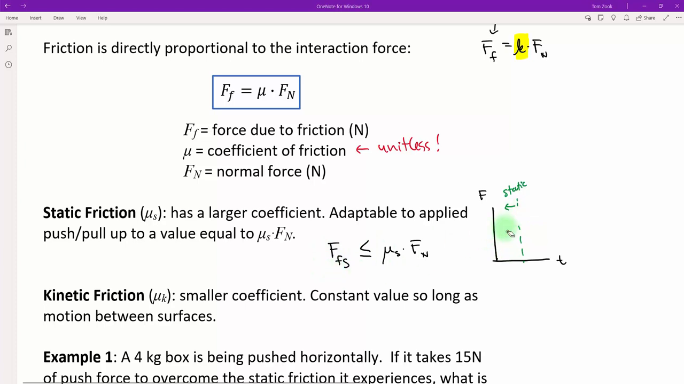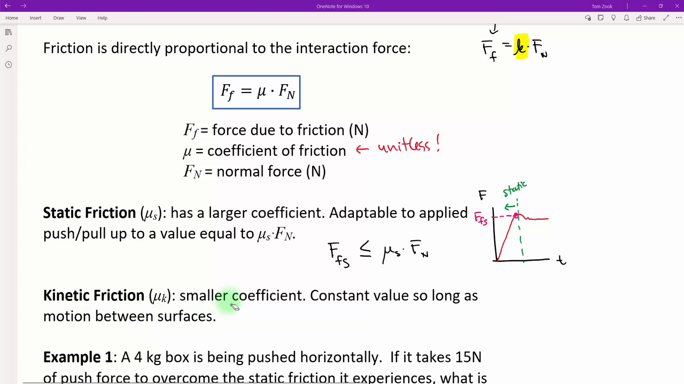Until you get to this point right here, which is the maximum force of static friction. Once you hit that, it goes into motion. We're no longer in static friction, we're in kinetic friction. Kinetic friction is when you're in motion.